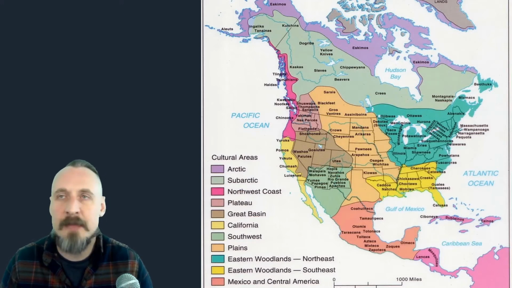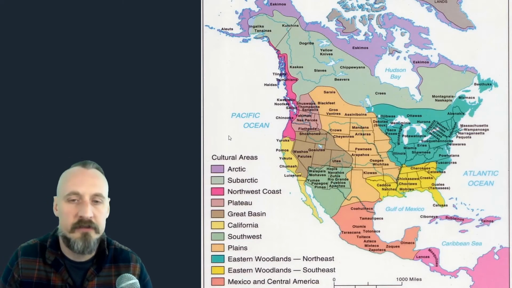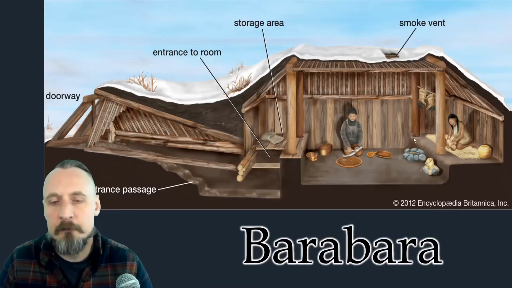If you look at this map, it looks very confusing, but if you look at the key here on the left, it's divided into regions. We're not going to talk about all of these, but we're going to talk about most of them. And so we're going to start out with the Arctic.